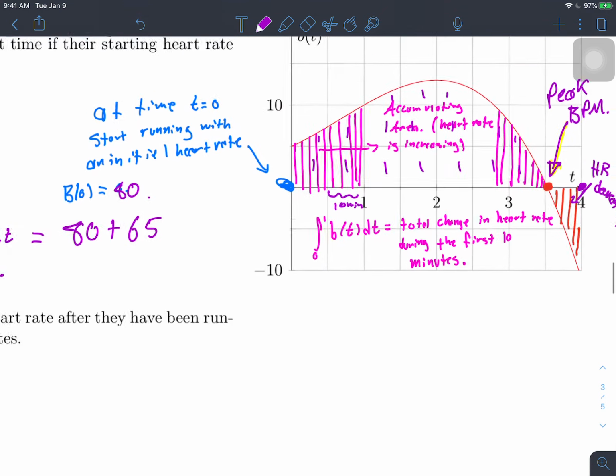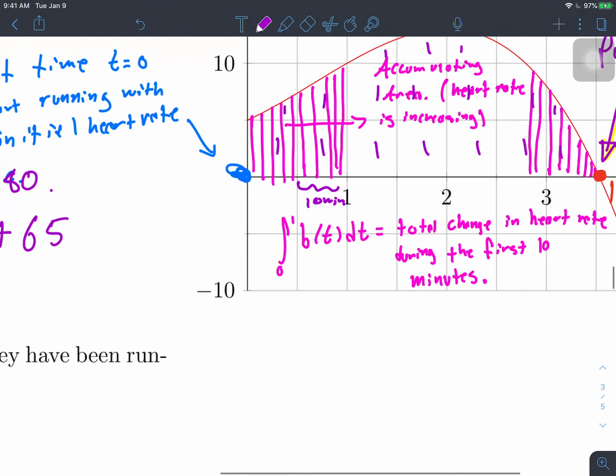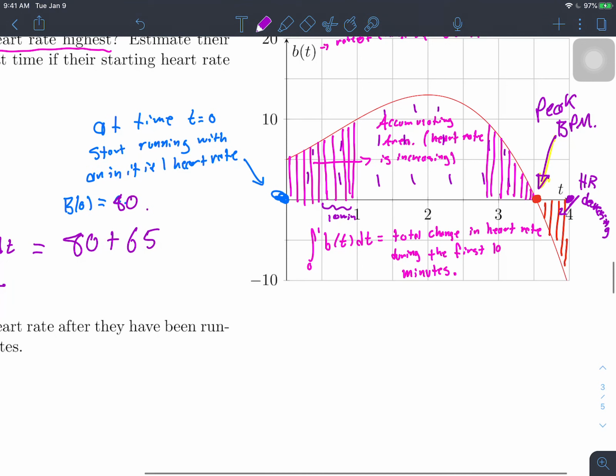Because the area of each box, no, they're not. They're 1/2 wide, aren't they? So the area of each box is actually 2.5. So this should not be 65. This should be 32.5. So our ending heart rate is like 112.5.